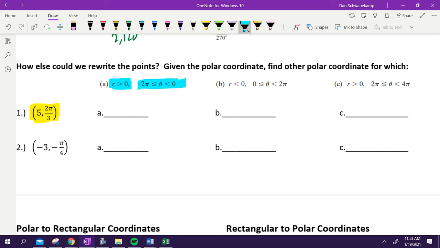What do you think you want my radius to be if it needs to be greater than 0? If I wanted to match this guy, it's got to be 5. There's no other choice that's going to get me the same distance. It's got to be 5.